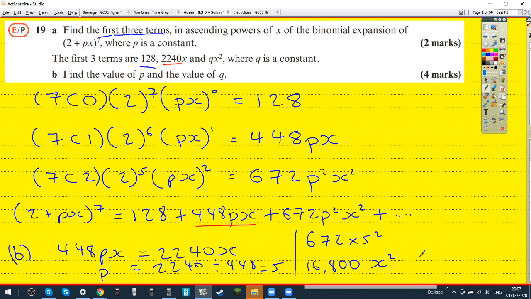Wait, so is x q? Or no. So compare their one and our one. Theirs is 2,240x. Compare their x squared with our x squared. They're both the same. It's qx squared, and ours is 16,800 x squared. So what is q? q is 16,800. You could divide both sides by x squared.